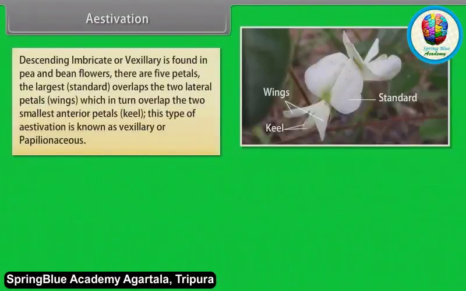Descending imbricate or vexillary is found in pea and bean flowers. There are five petals. The largest, the standard, overlaps the two lateral petals, the wings, which in turn overlap the two smallest anterior petals, the keel. This type of estivation is known as vexillary or papilionaceous.